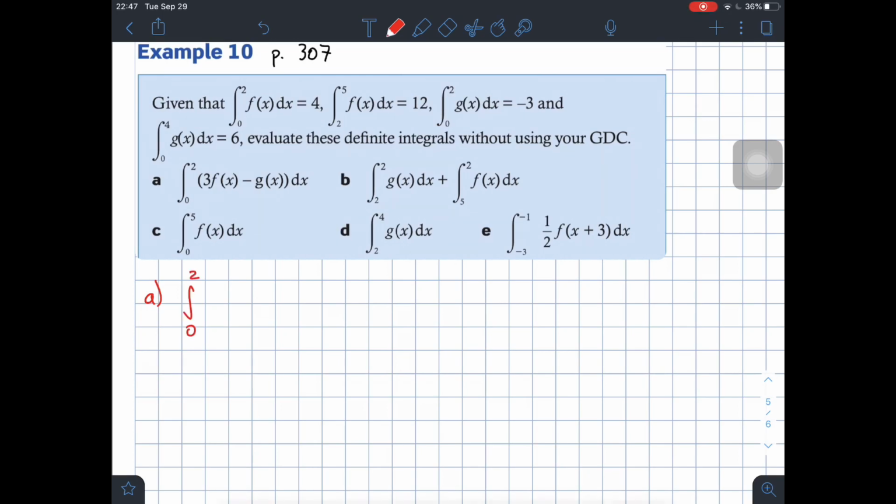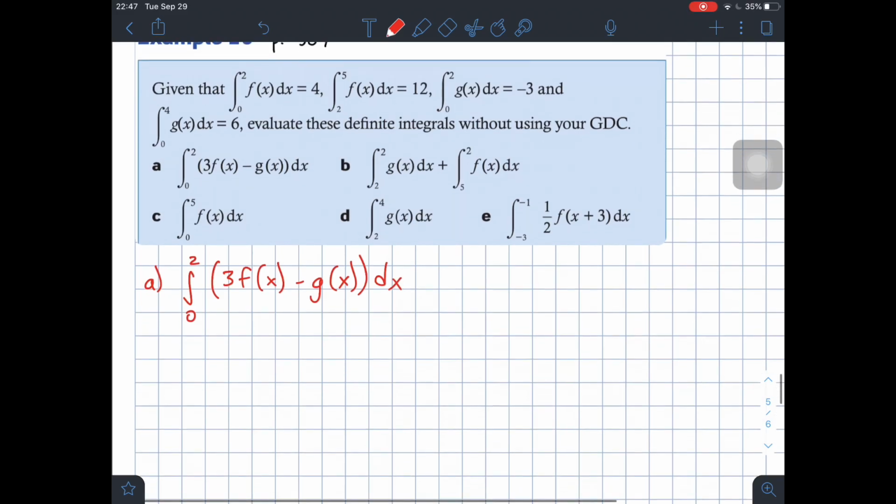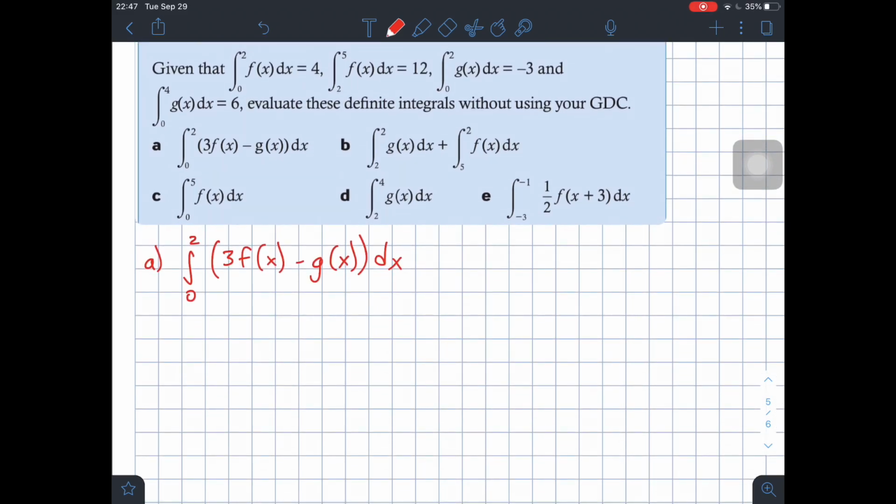So, for example, part A says that we need to find the integral from 0 to 2 of 3f of x minus g of x with respect to x. Okay, so if we apply the properties of integrals, you see that, for example, we can first of all separate this from this, and again we can take out the 3. We can take the 3 out of the integral. So this is the same as saying 3 times the integral from 0 to 2 of f of x minus the integral from 0 to 2 of g of x.